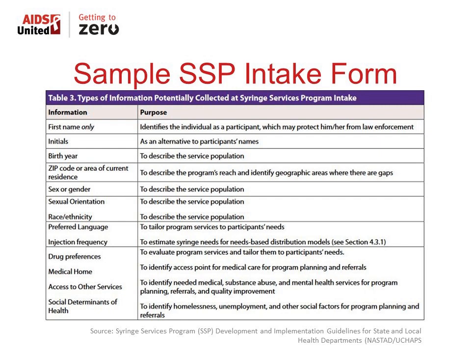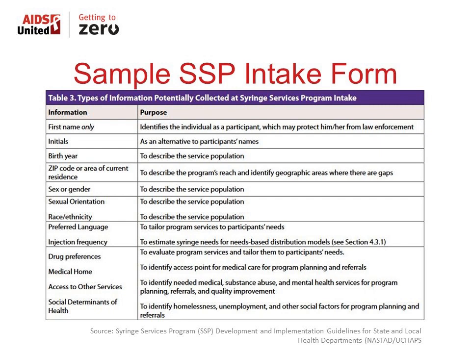First name only identifies the individual as a participant, which may protect them from law enforcement. Initials, an alternative to getting a participant's first name. Birth year, which will describe the age of your service population. Zip code, which describes the program's reach and identifies geographic areas where there are gaps. Sex or gender, again describing your service population, as well as sexual orientation, race or ethnicity.